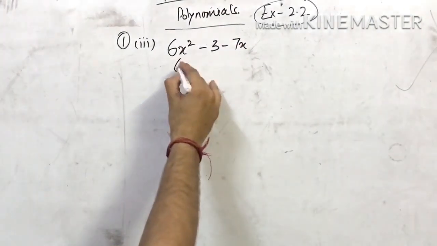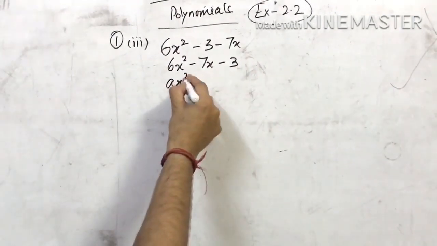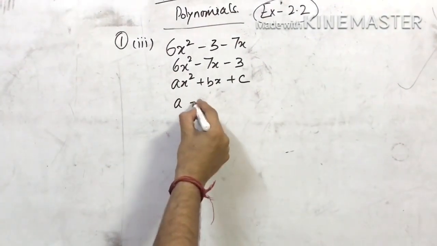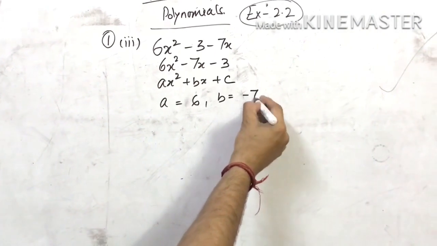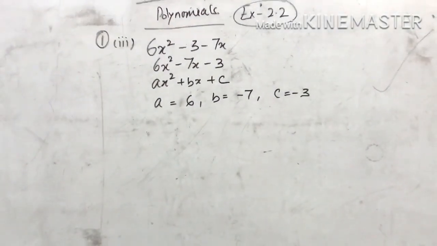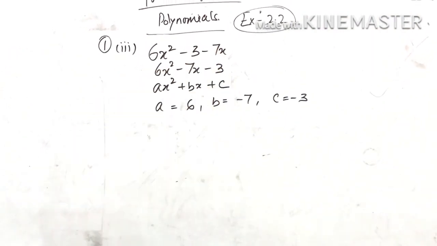First of all, write it in this way and compare this equation with this standard equation. You will get the value of A, value of B, and value of C. Now you have to solve this equation.